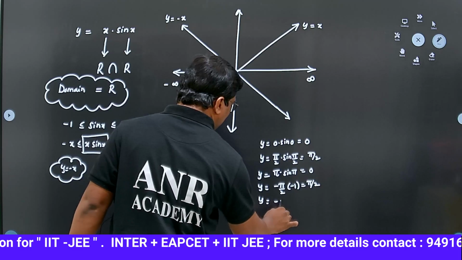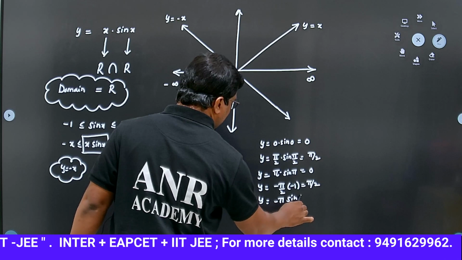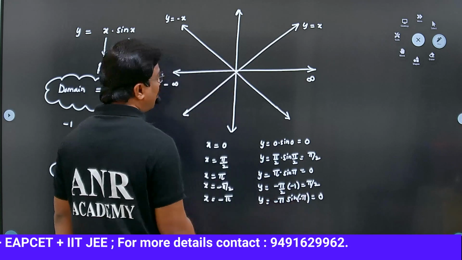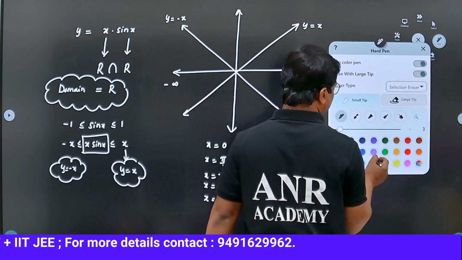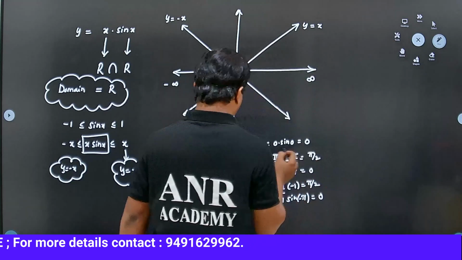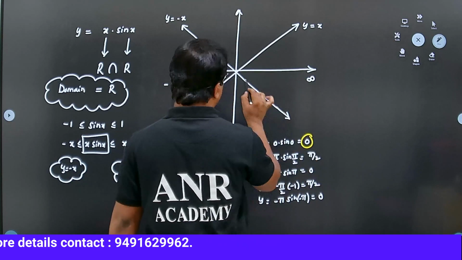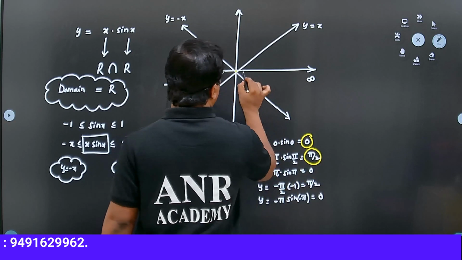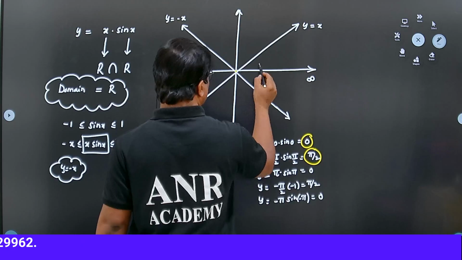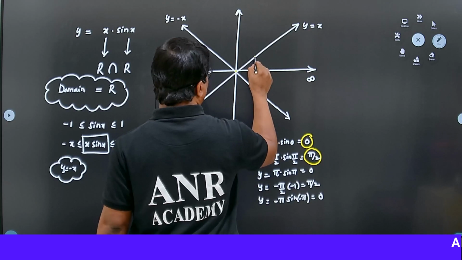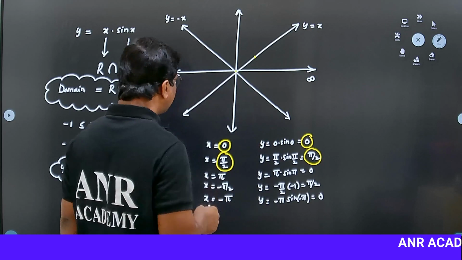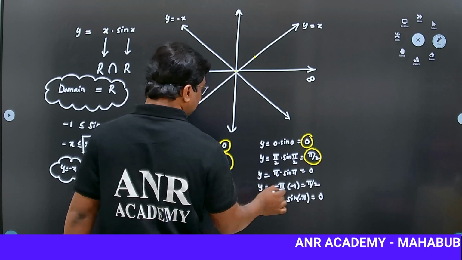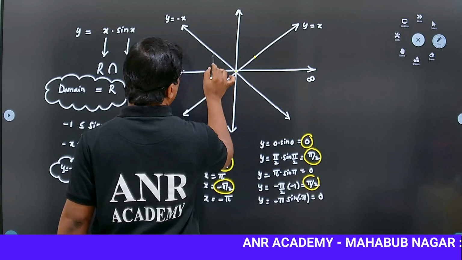Minus pi multiplied by sin of minus pi, that is 0, right? So the point is (0, 0), (0, 0), 1 point. Next, at pi by 2, the value is pi by 2, lying on y equal to x. Next, for minus pi by 2 also it is pi by 2.